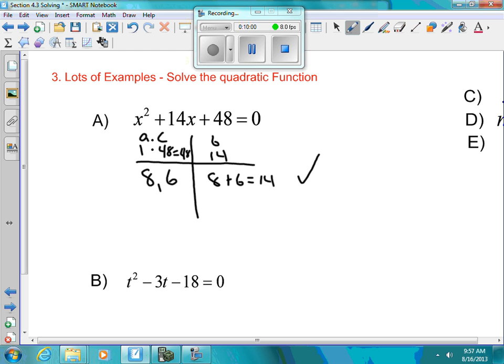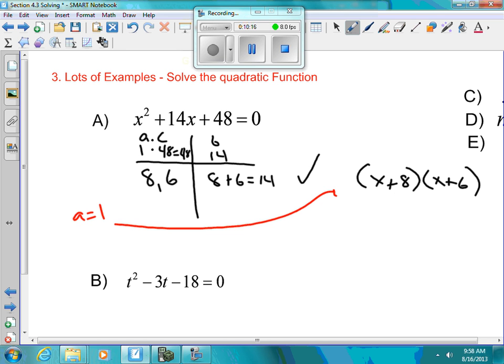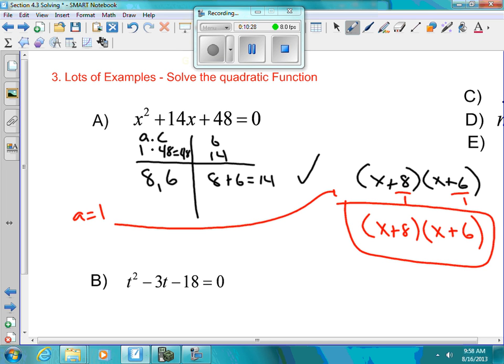So we do the bottoms up part. x plus 8, x plus 6, or x plus 6 and x plus 8. What's a in this case? A is 1. If a equals 1, do we have to do bottoms up? No, we don't have to, but we're going to just do it to remind ourselves because in the next lesson we'll need it. 8 divided by 1 is 8. 6 divided by 1 is 6. And we get x plus 8 times x plus 6.